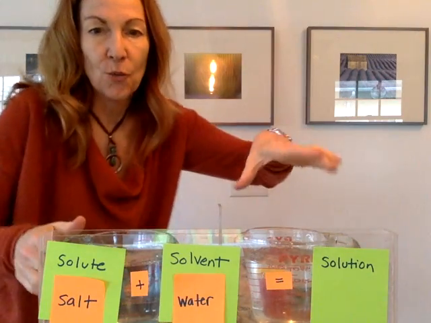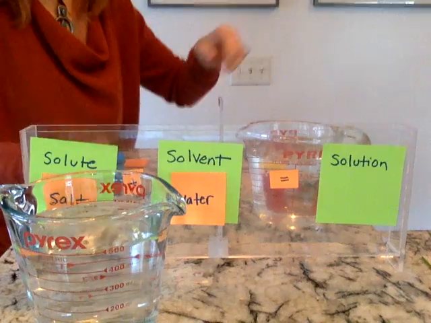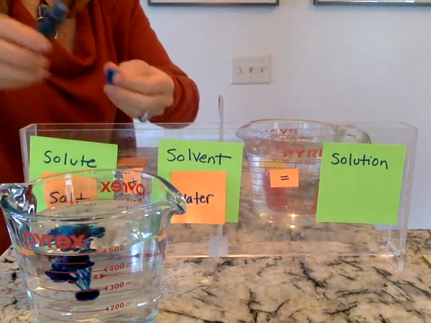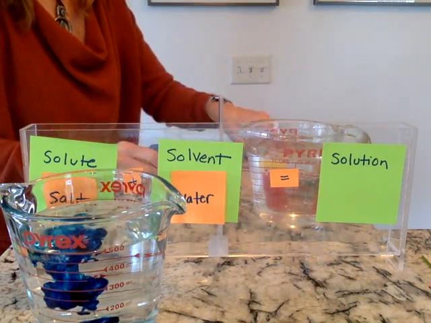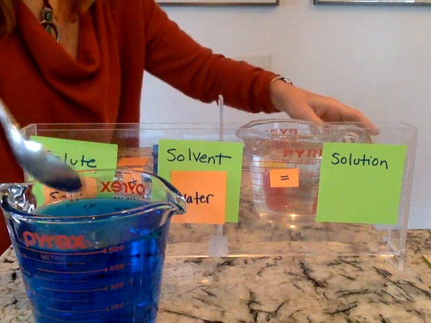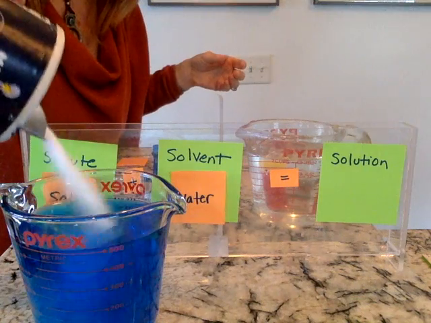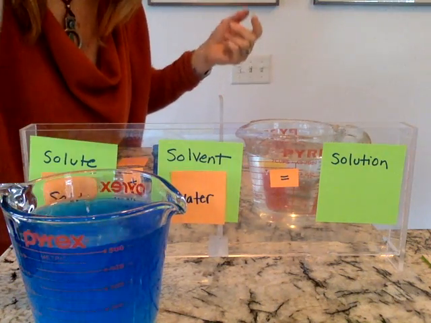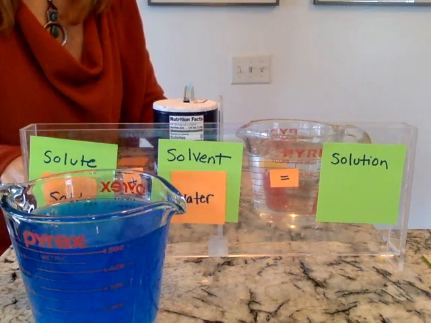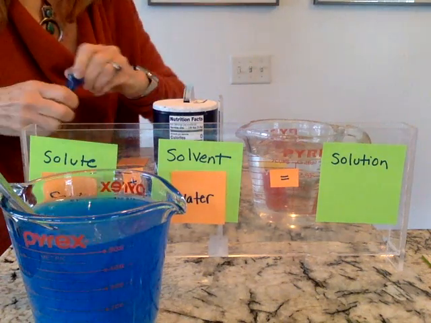All right, I am back. So we have our water right here. I'm going to add blue food coloring to that just so you can see the difference, and stir that in. I'm going to dissolve some salt in it, a whole bunch of salt. This is the solute. The water that I'm dissolving it in is called the solvent. Together I have made a saltwater solution.